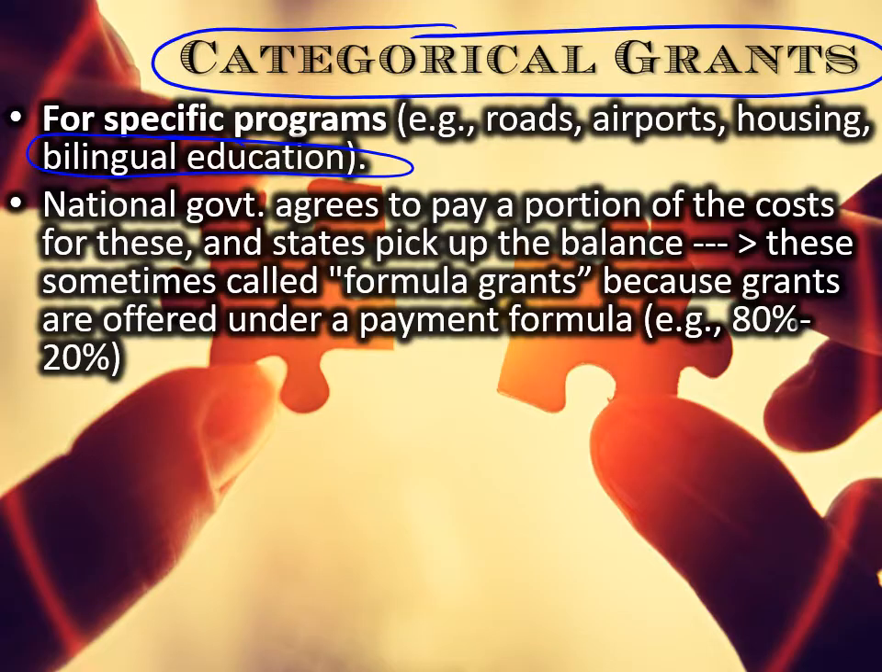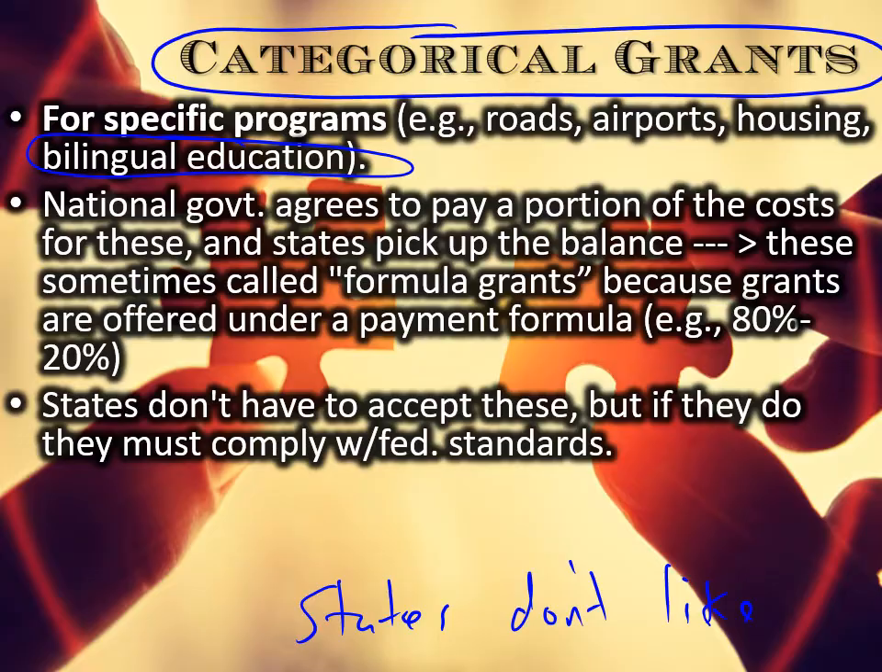Would California rather just get money and be told it's for education, or would they rather get money and be told it's for bilingual education? If you guessed they would rather just get money straight up and not have strings attached, then you're right. States do not typically like categorical grants. They don't like these because they're maybe too specific. States do not have to accept these, but if they do, they have to comply with federal standards.